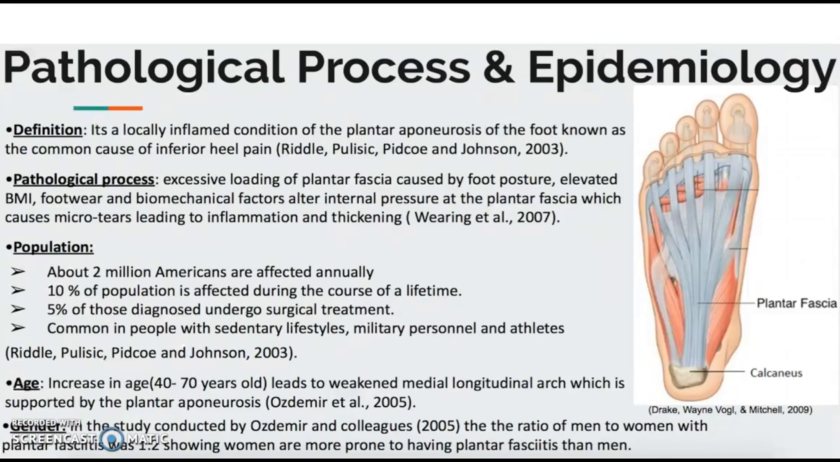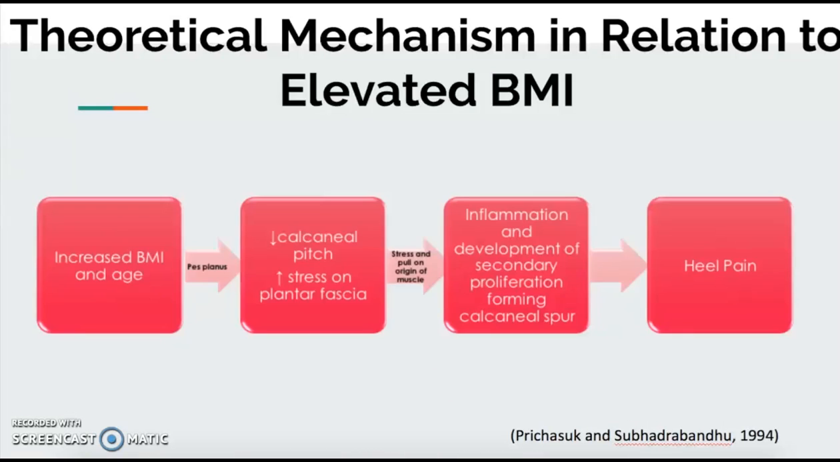Women are more prone to having plantar fasciitis than men, as seen by the research done by Ozdemir and his colleagues, which shows the ratio of men to women with plantar fasciitis is 1 to 2.